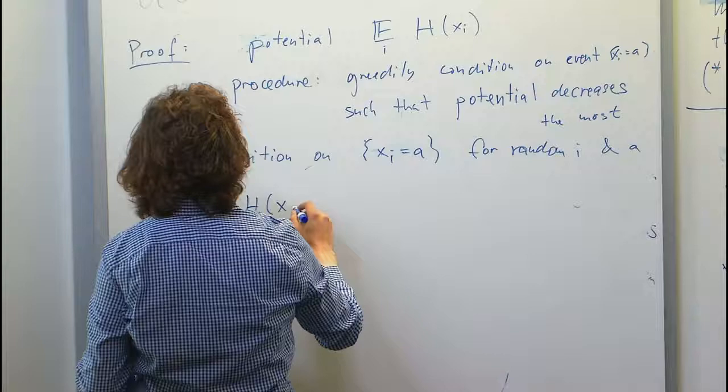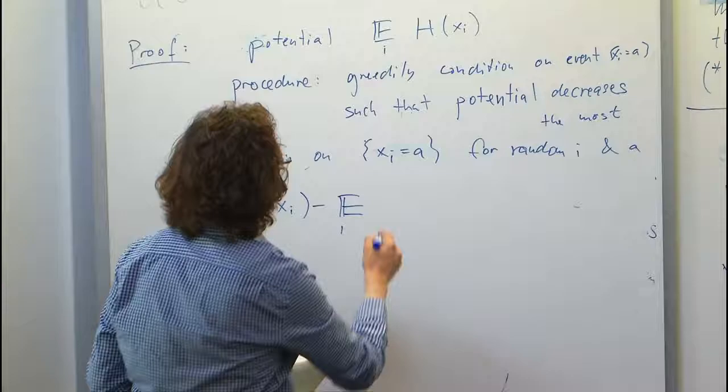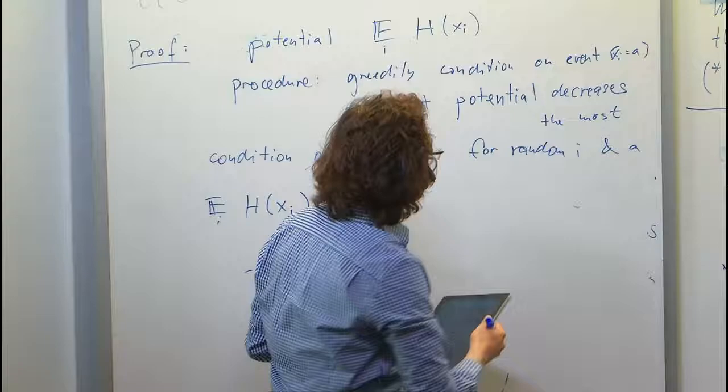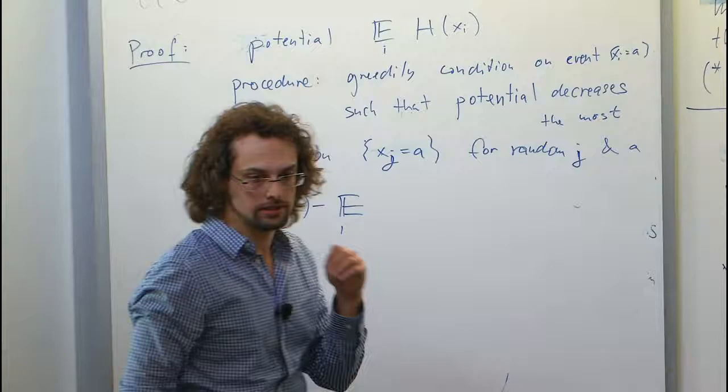What do you mean by that, by the way? Random according to what distribution? Yes, that's a good question. I was hoping no one notices. So random J just means a random variable. Okay?